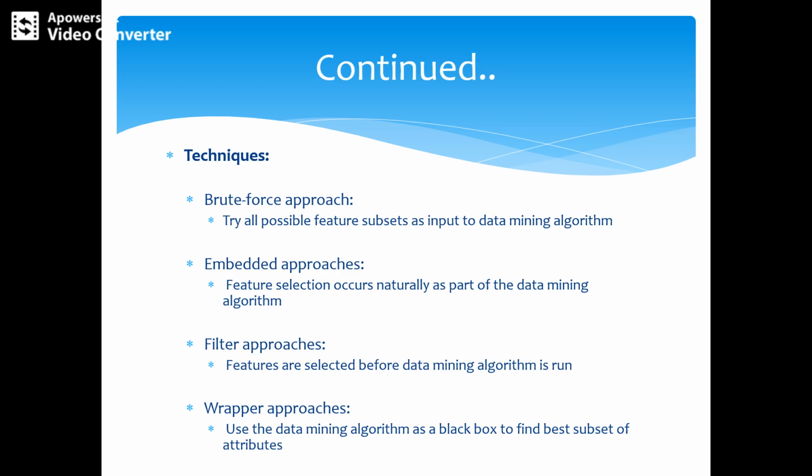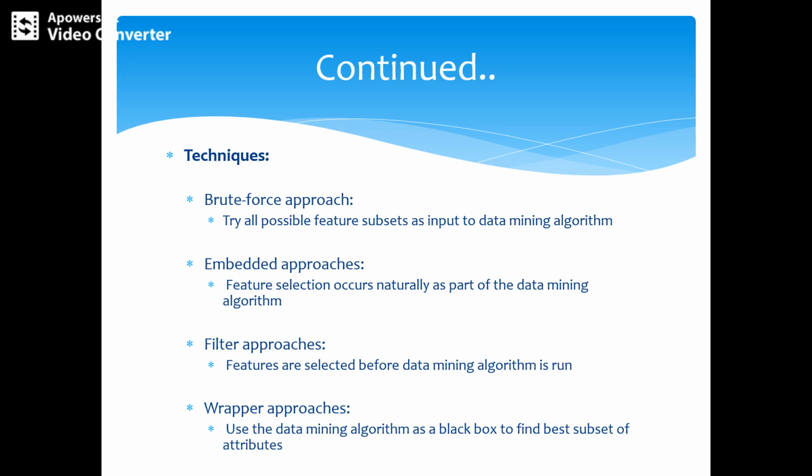Here features are selected before the data mining algorithm is run, using some approach that is independent of the data mining task. For example, we might select a set of attributes whose pairwise correlation is as low as possible. So that is about filter approaches.